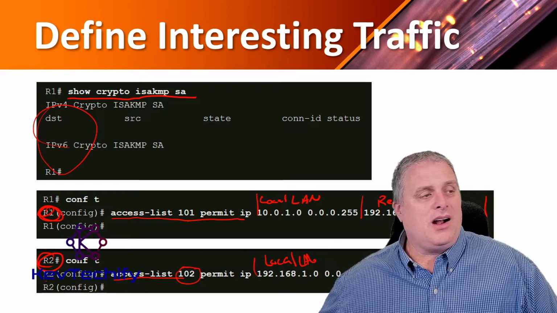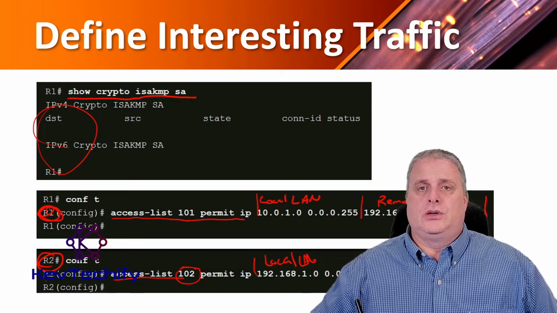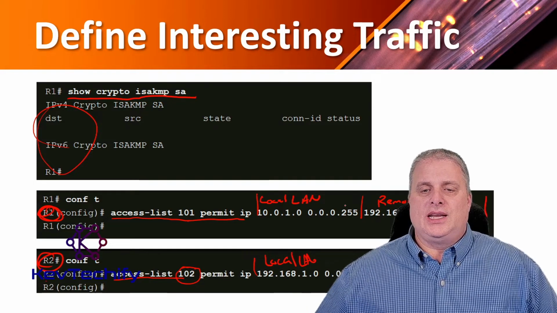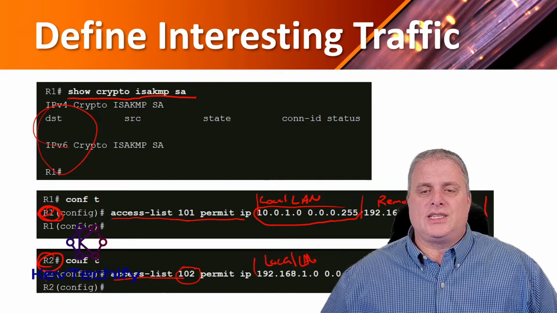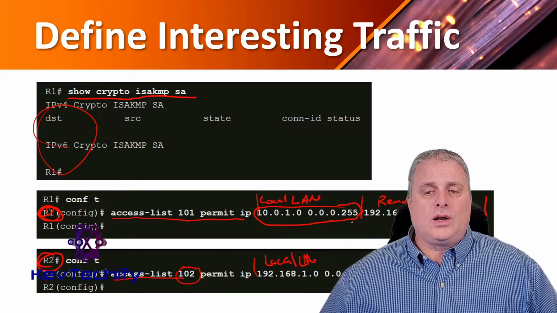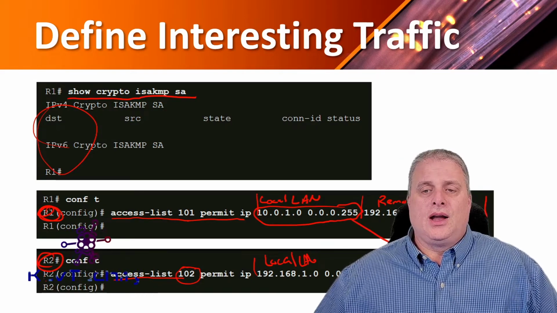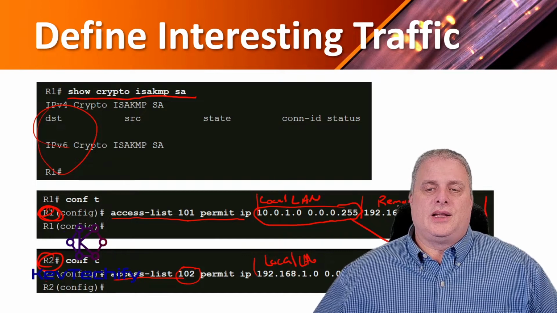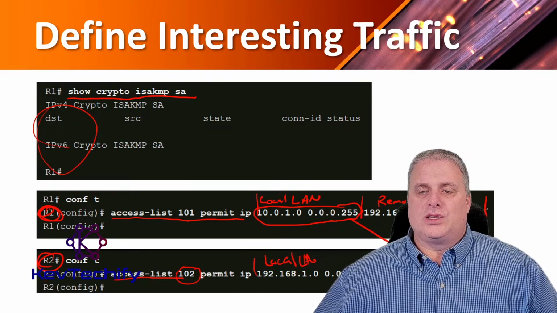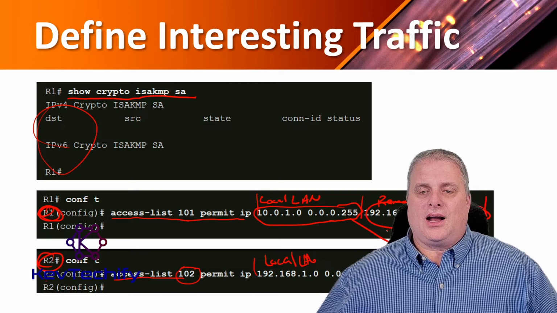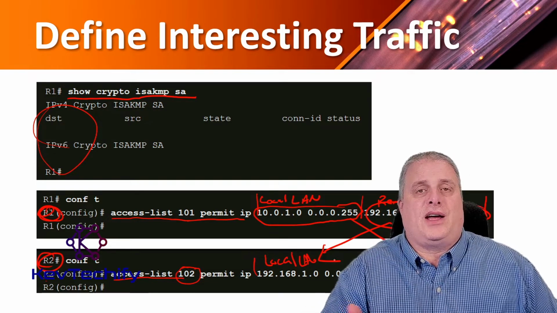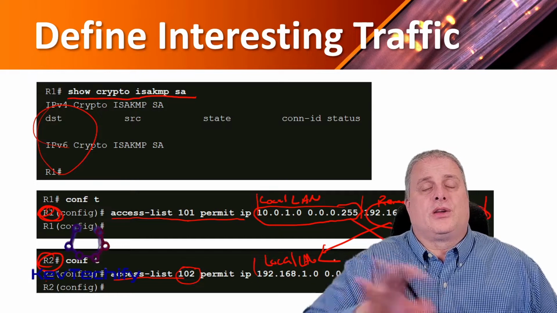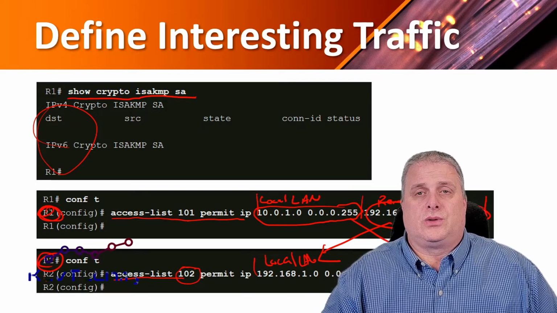If we compare these two statements, we can see that this network address 10.0.1.0 is the local on one, it's the remote on the other, and then we can also see that 192.168.1 is the remote LAN on R1, which is the local LAN on R2. So just a way to verify that we are specifying the correct networks in our access control list.